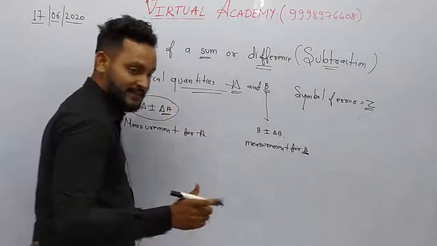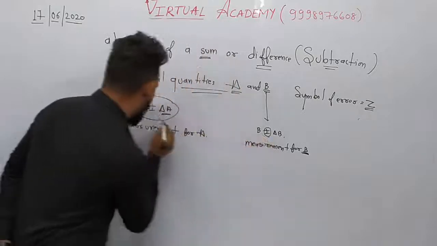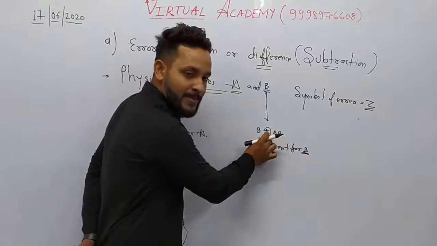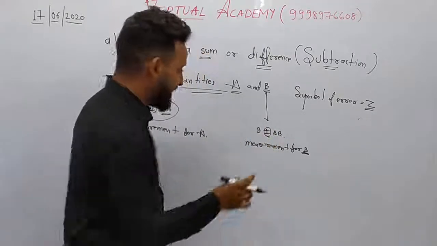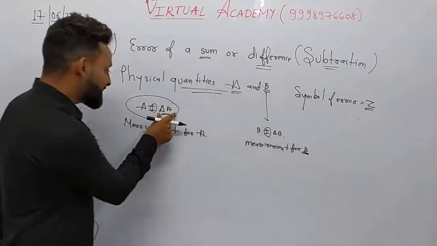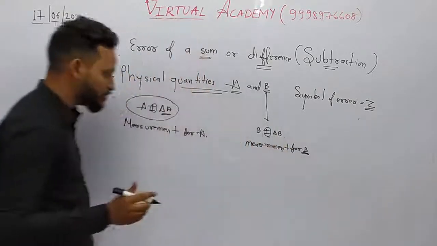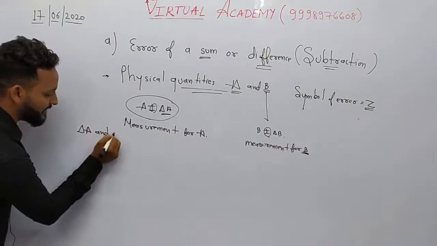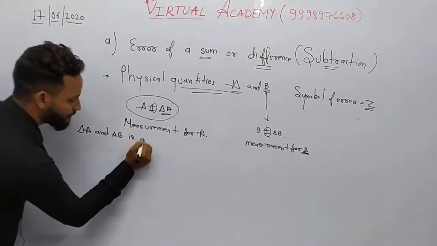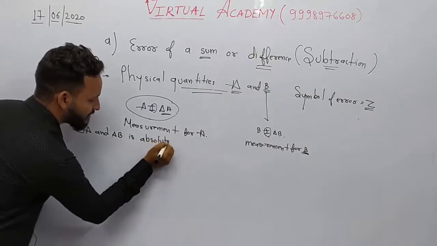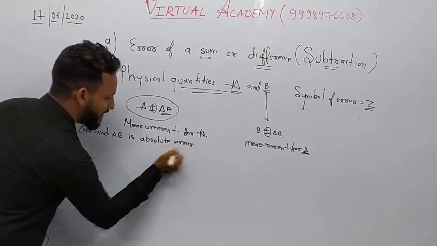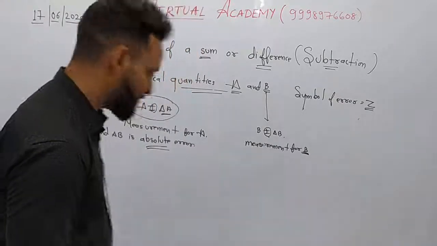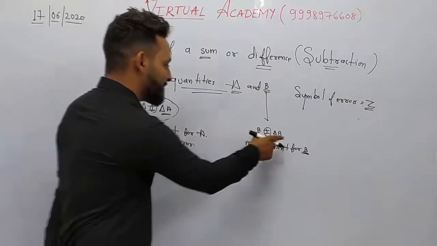Now what I am telling you is that here plus and minus indicates that our absolute error may be positive or negative, because delta A and delta B are not given in modulus. So delta A and delta B are absolute errors. Clear, student? Please give me a thumbs up if you are understanding very well. A plus delta A, B plus delta B.